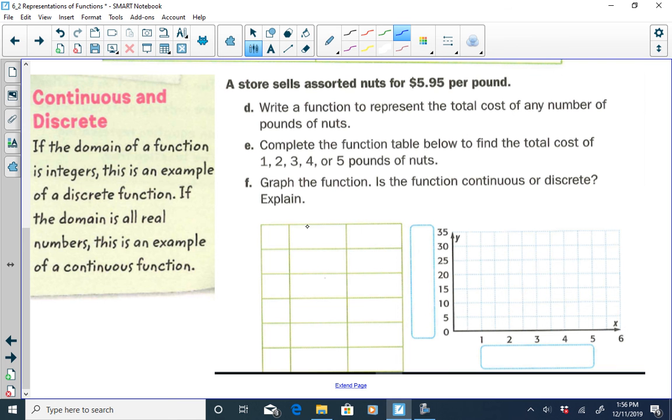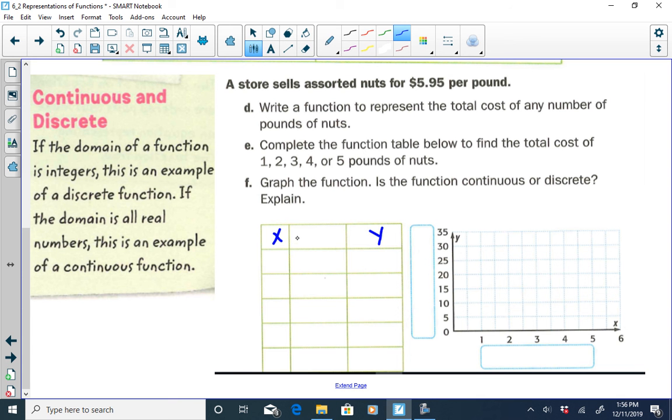A store sells assorted nuts for $5.95 a pound. Write a function to represent the total cost for any number of pounds of nuts. Complete the function table below to find the total cost of 1, 2, 3, 4, or 5 pounds of nuts. Graph the function. Is the function continuous or discrete? And explain.